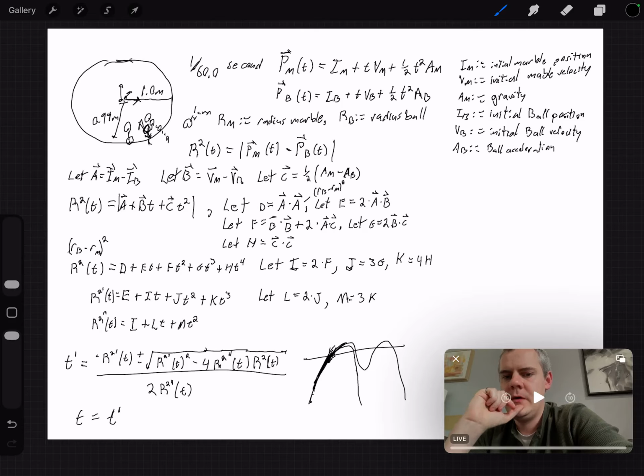Because acceleration is a function of time. Why is acceleration a function of time? Because they were derived from a fourth order polynomial. What is L and M? L and M is J and K, which is G and H.